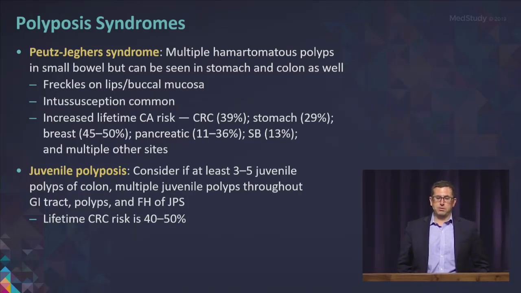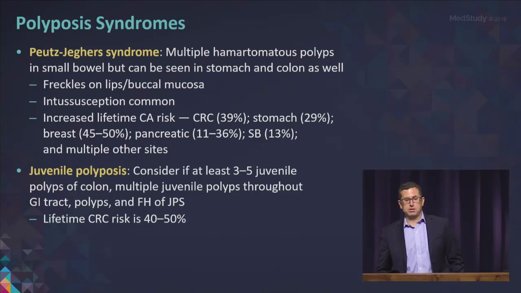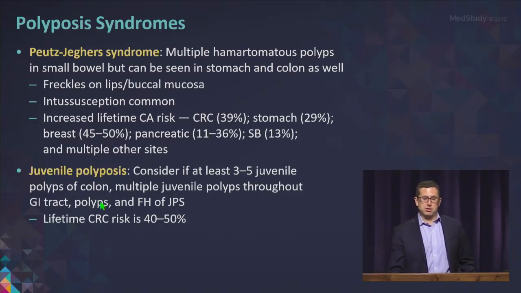Other polyposis syndromes include Peutz-Jeghers syndrome. I mentioned this in the GI bleeding section: you could get multiple hamartomatous polyps in the small bowel that can bleed. They could also be seen in the stomach and the colon. It's associated with freckles on the lips and the buccal mucosa. The polyps, particularly in the small bowel, could lead to intussusception, and there is an increased risk of a variety of cancers. So colon cancer, 39%. Importantly, breast cancer is up to 50% lifetime risk, and pancreatic cancer, this is one of the highest risk factors for pancreatic cancer at 11 to 36% lifetime risk.